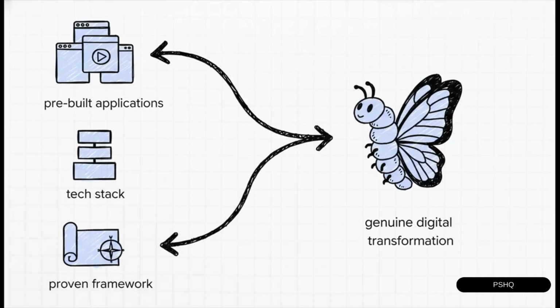So here's the ultimate takeaway. When you bring together these pre-built business applications with a tech stack that's designed to be extended, and you guide the whole thing with a proven implementation framework, you're doing a lot more than just buying software. You are architecting a strategic platform for real, lasting digital transformation.